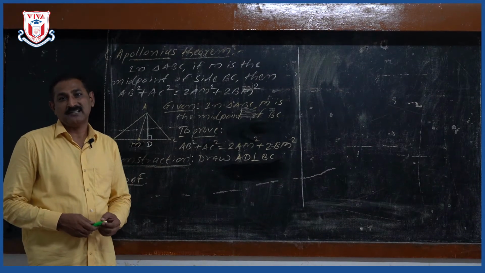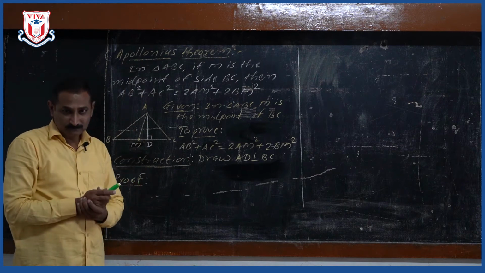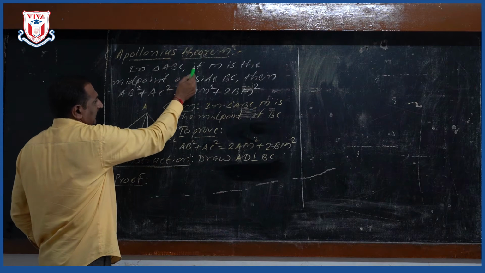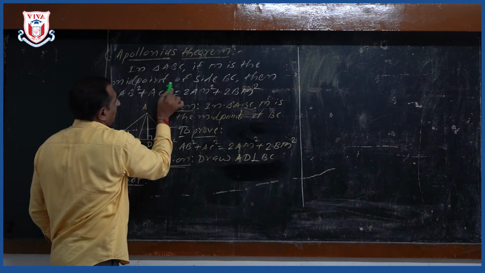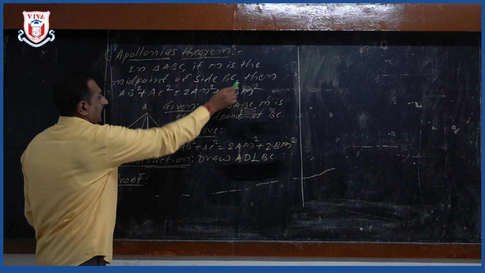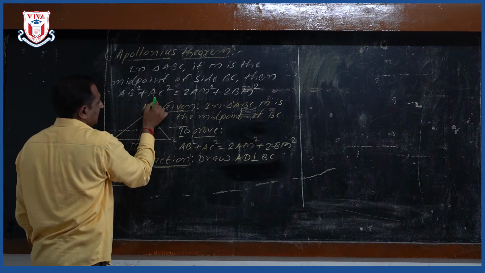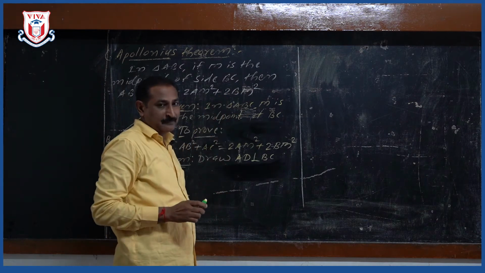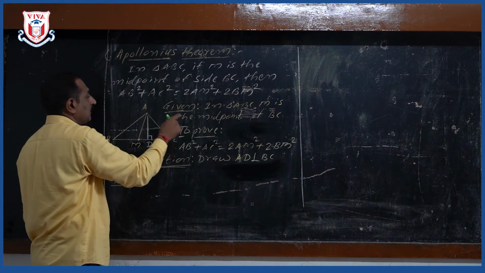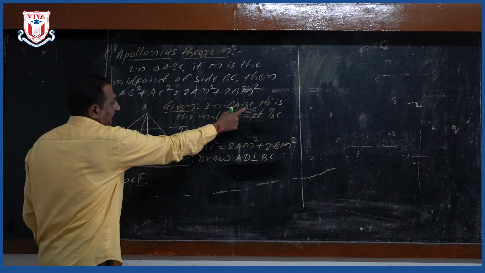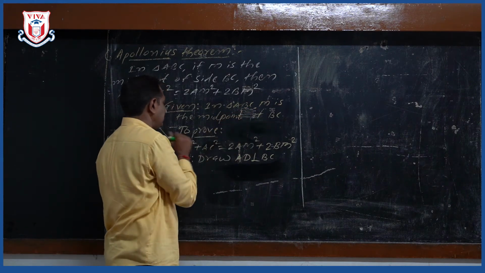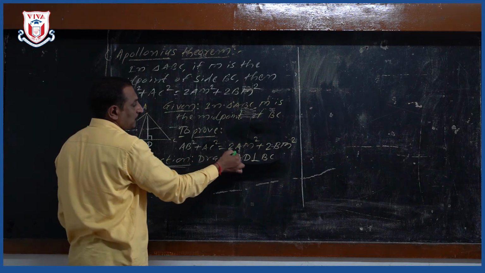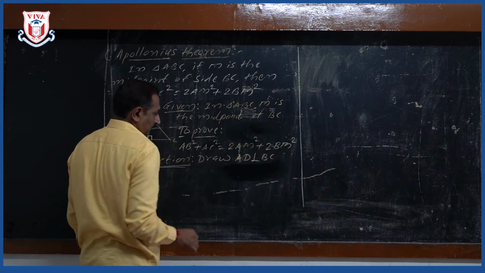The last theorem is Apollonius theorem. What is that? In triangle ABC, if M is the midpoint of side BC, then AB square plus AC square is equal to 2AM square plus 2BM square. Now, according to the given, first I write given: in triangle ABC, M is the midpoint of BC. To prove: AB square plus AC square is equal to 2AM square plus 2BM square.